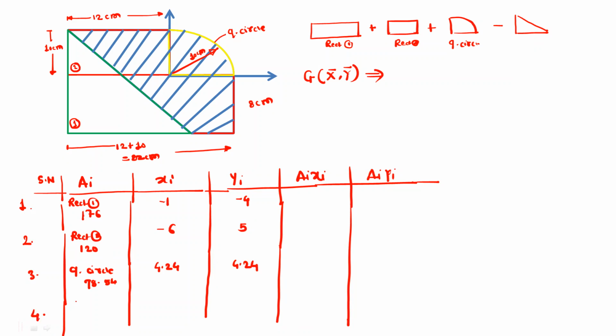And the last geometry is the one that we will subtract. So we have to consider the area as negative. When we subtract any geometry, consider the area negative. So this is the right angle triangle. For the right angle triangle, we have the area 1 by 2, 15 into 18. So this is -135 square centimeter. Okay. And its centroid is -7 and -2 centimeter.